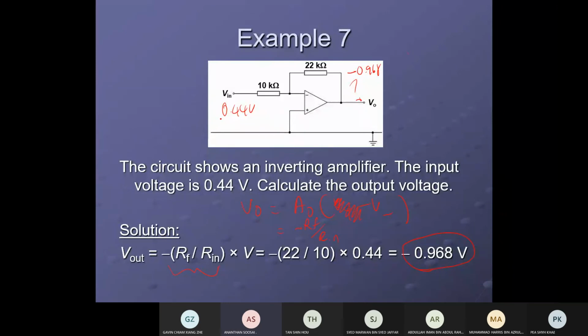The output is the gain times the input, but the gain is negative. Negative RF over RIN is negative. So 22 over 10 is 2.2, and the gain is negative 2.2. That means any input here is going to be magnified 2.2 times, but inverted. Any questions from here?